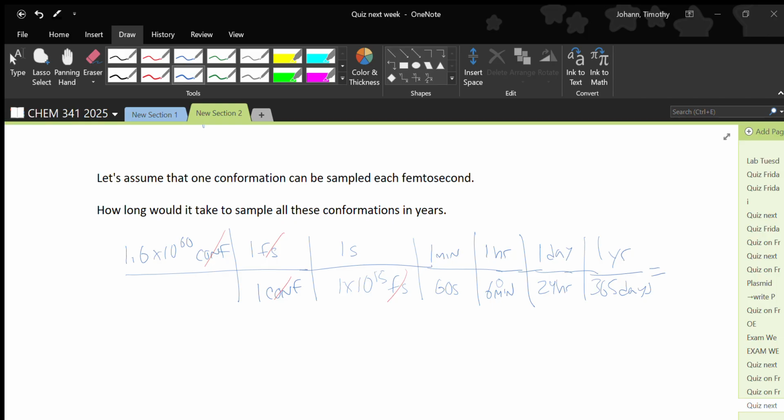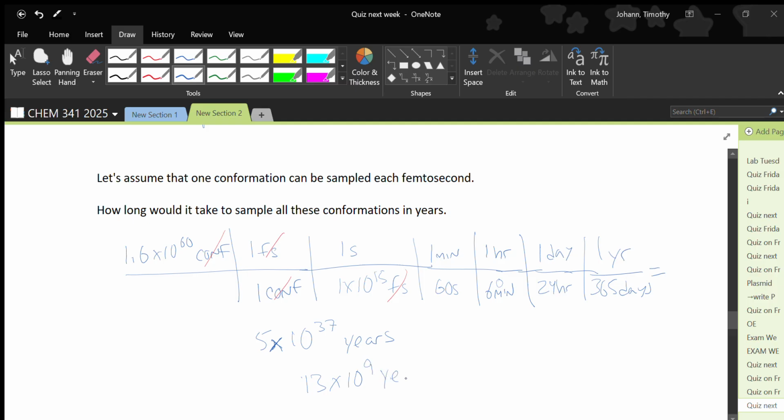I've got something to the 37. Is that what other people got? So 5, I'm just going to say 5 because we've got so many estimates here, right? We don't need more than one significant figure. 5 times 10 to the 37th years. How old's the universe? Anybody know? 13 billion years, right. The universe is 13 times 10 to the 9 years old.